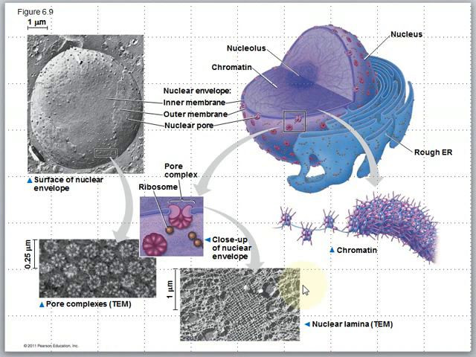Here we have some great microscope pictures of a nucleus. This would be from a scanning electron microscope showing the surface of the nucleus. The nucleus does have small openings called pores, and you can see those pores right here. Those pores allow certain materials in and out. We'll talk about that in just a little bit.